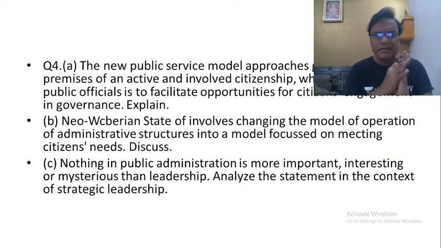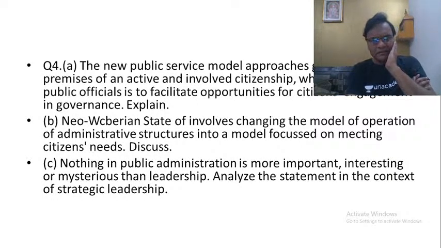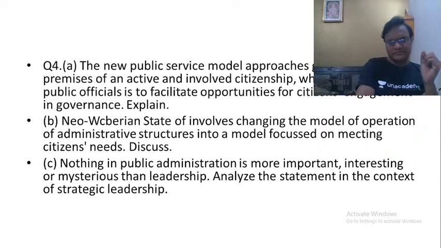Next, the neo-Weberian state involves changing the model of operation of administrative structures into a model focused on meeting citizens' needs. Please remember, the answer to the question will be similar to the one that we have discussed earlier. Neo-Weberian state. What do you mean by neo-Weberian state? Let us try to understand this one.